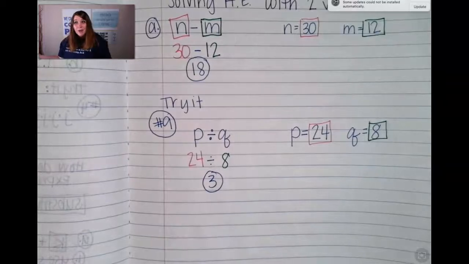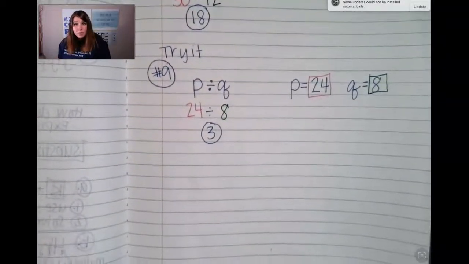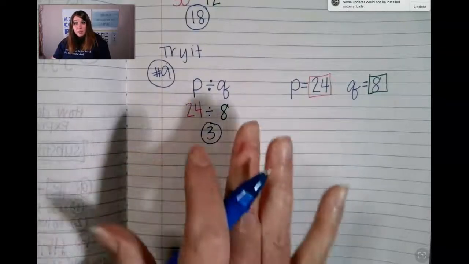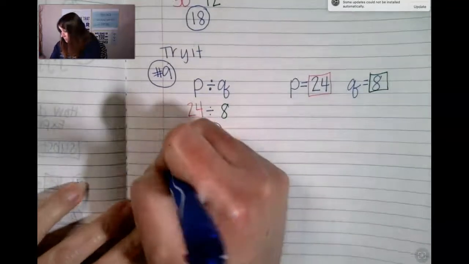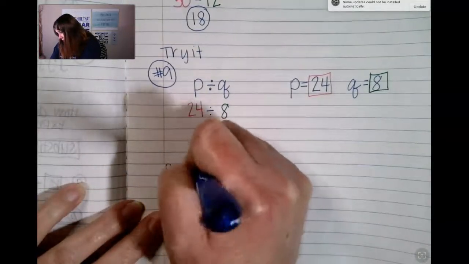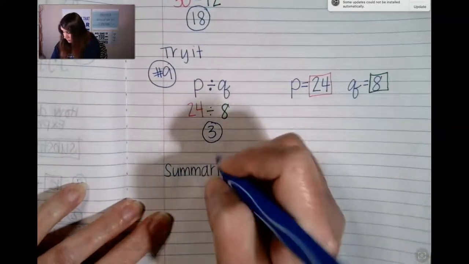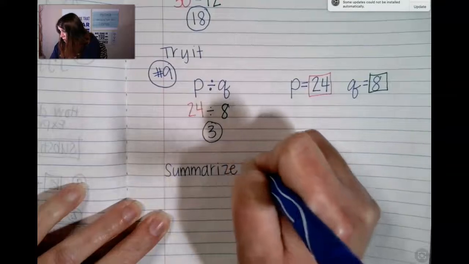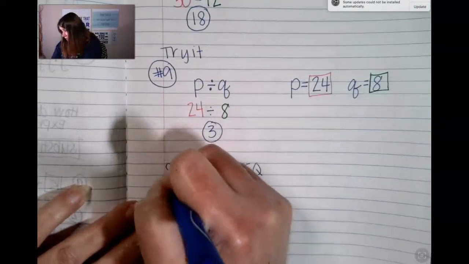That's it. How did you do on this? If you are still struggling with being able to put numbers in for letters, please let me know right now. Don't do anything else. You need to let me know so that I can help you. This is a really, really important skill to have.